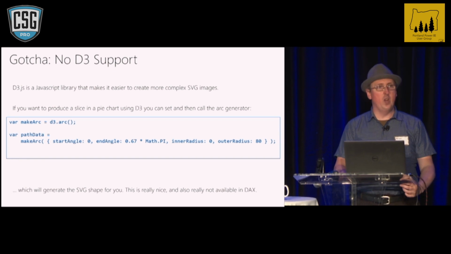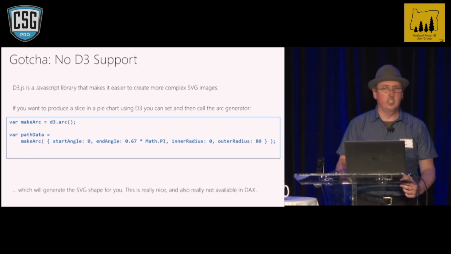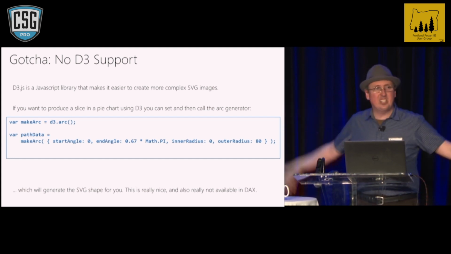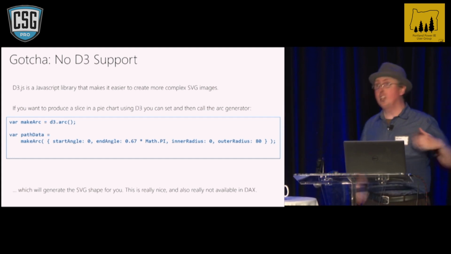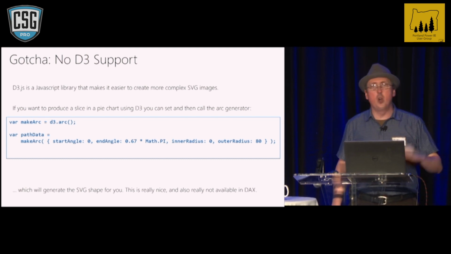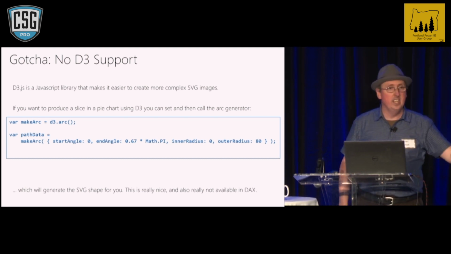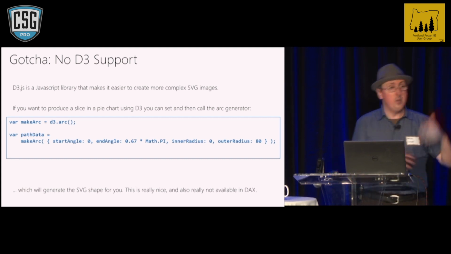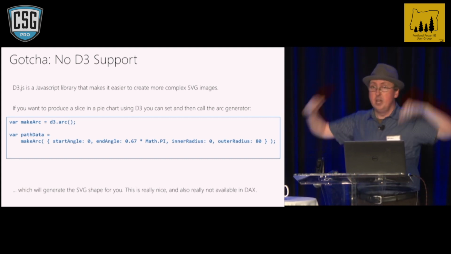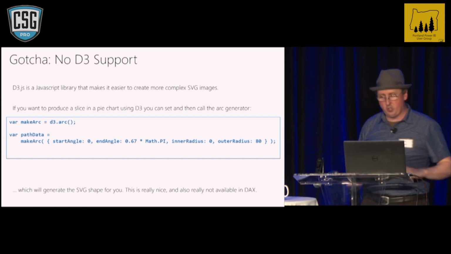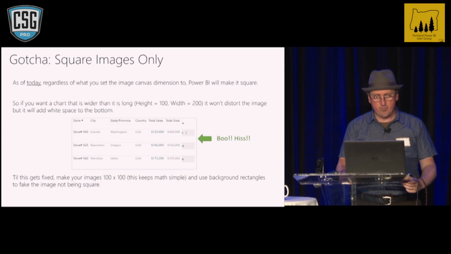Number one, boo, hiss, no D3 support, okay? Anybody familiar with D3? D3 is a fantastic library that allows you to very quickly generate SVG images without nearly as many lines of code. It is fantastic, and it does not work in Power BI, sorry. I should say Power BI is actually built entirely on D3, but in this particular part of it, when you build the SVG images, you have to build them completely from scratch. No D3 helping you out, okay?